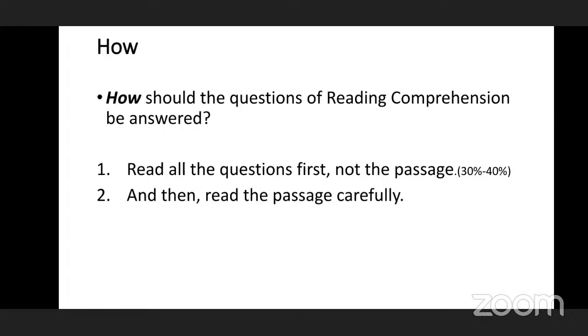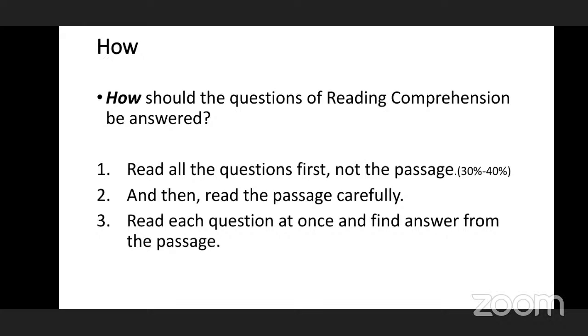And the next thing is, read the passage carefully. After reading all the questions, now you need to read the complete passage very carefully. And the third point, of course, this is the last one: read each question at once and find the answer from the passage.